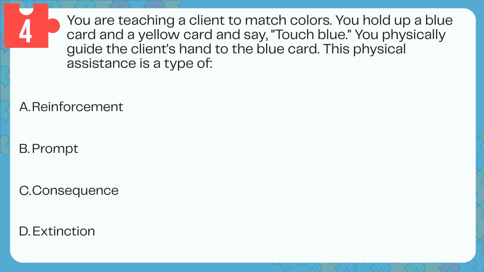Question 4. You are teaching a client to match colors. You hold up a blue card and a yellow card and say, "Touch blue." You physically guide the client's hand to the blue card. This physical assistance is a type of A. Reinforcement. B. Prompt. C. Consequence. D. Extinction.